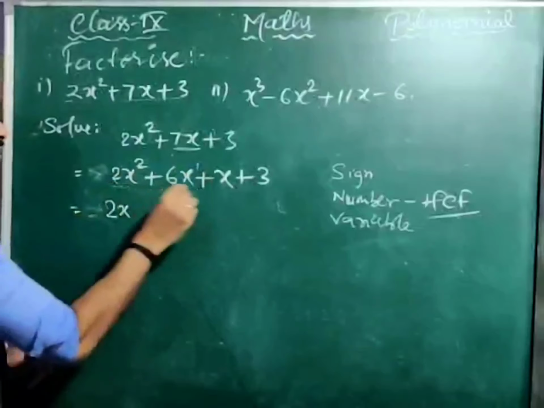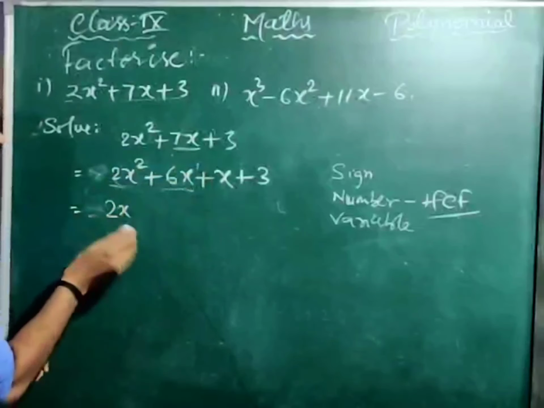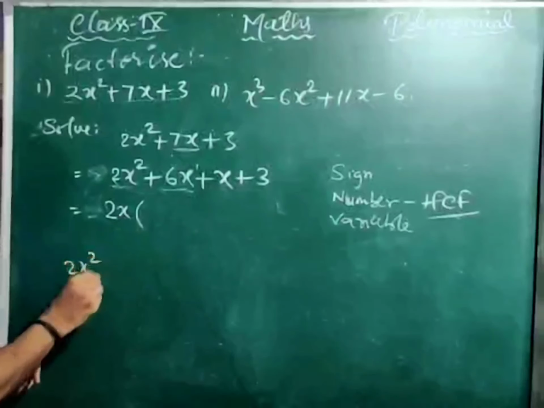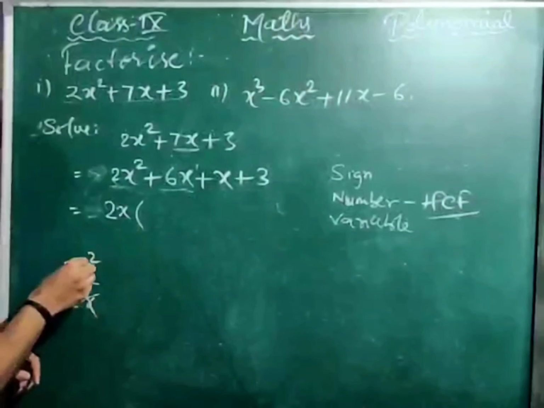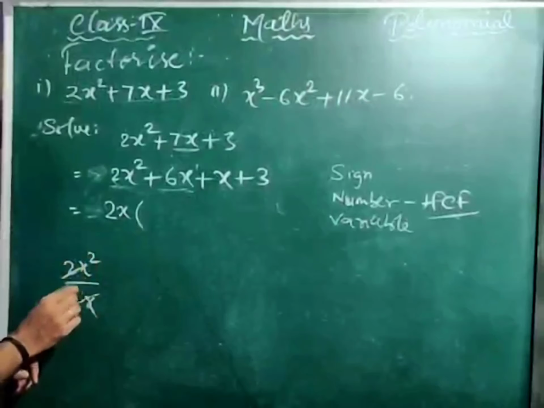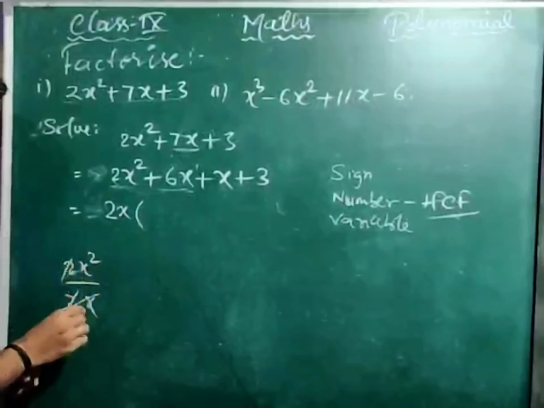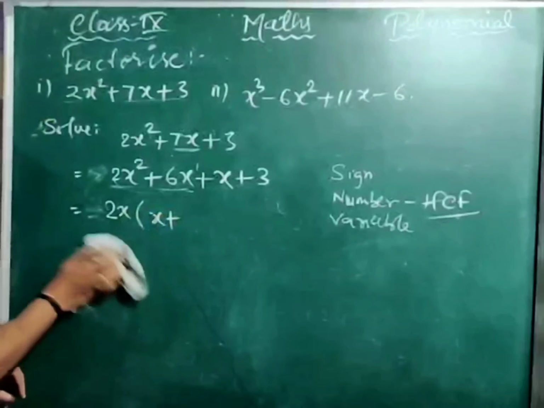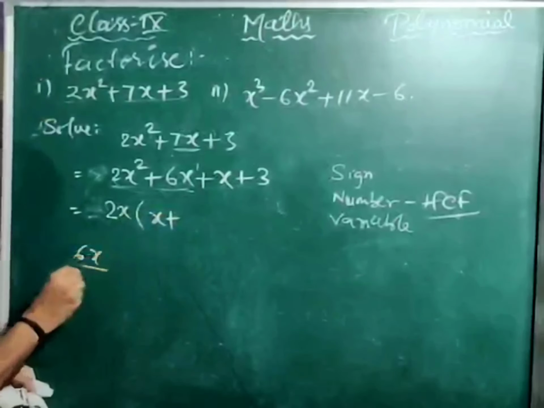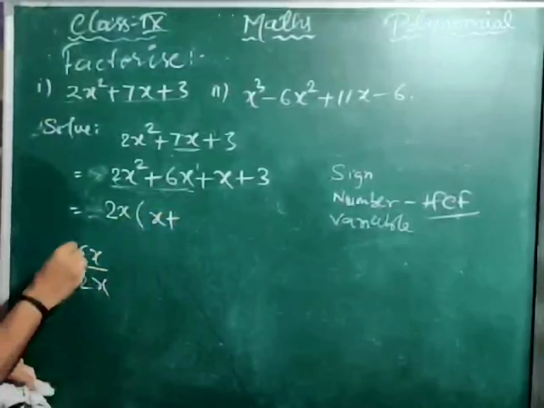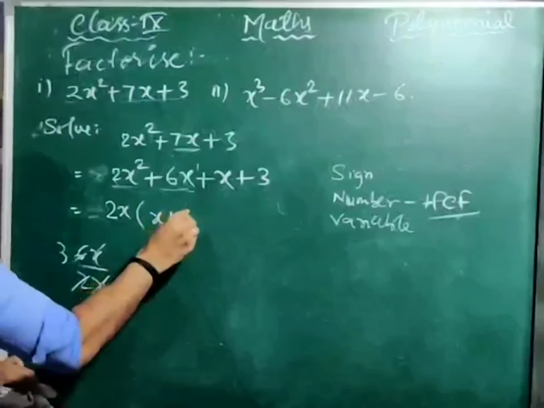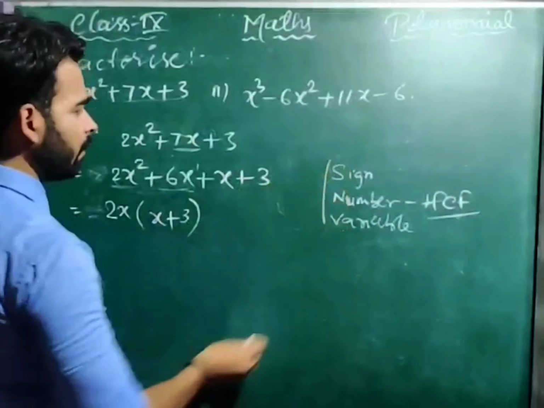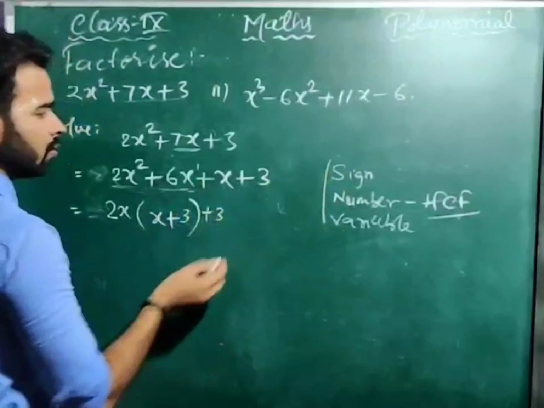Now we will divide both terms by 2x. So 2x square divided by 2x, we will get x only, the 2 cancels and only x will be there, plus again 6x divided by 2x. What will we get? 2 threes are 6, the x cancels, plus 3. Understood? Again sign, number, variable. The sign is plus, so take plus.